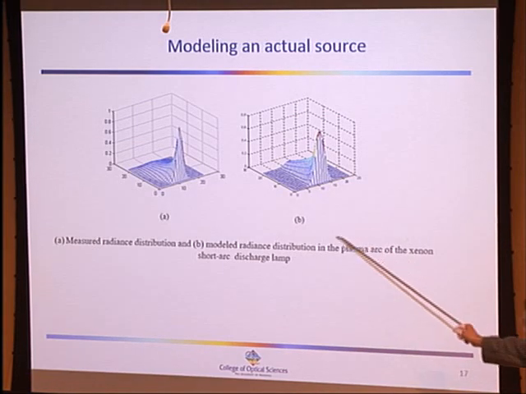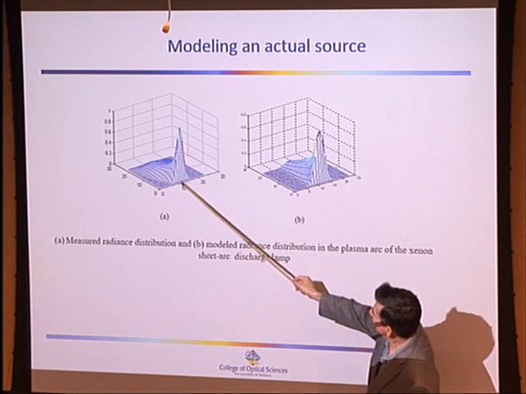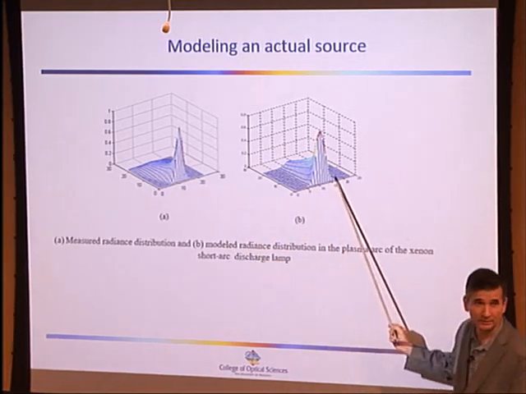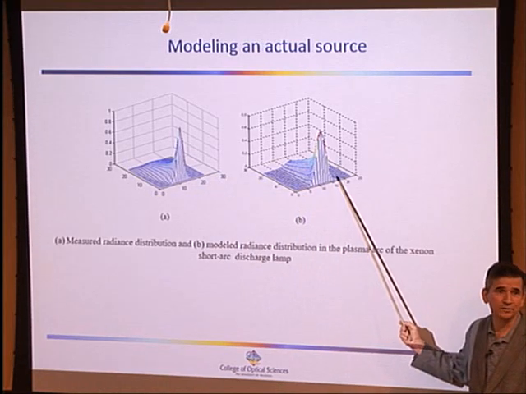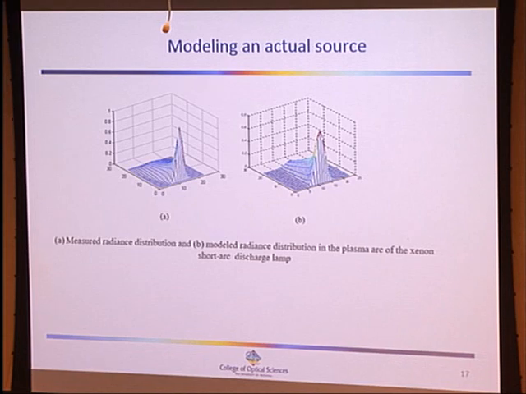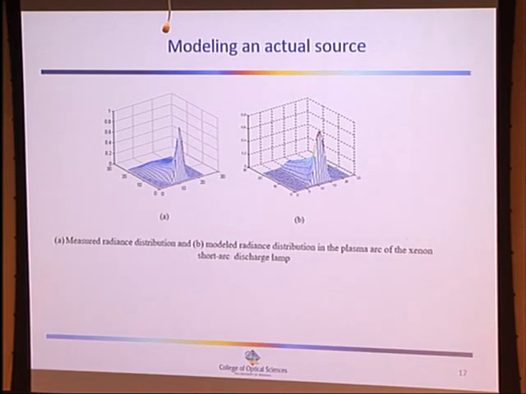And then we compare: this is the measured distribution of an arc source, and this is what we simulated. It's not perfect, but it's pretty good. This is an illumination optics task in optical design. Any questions?